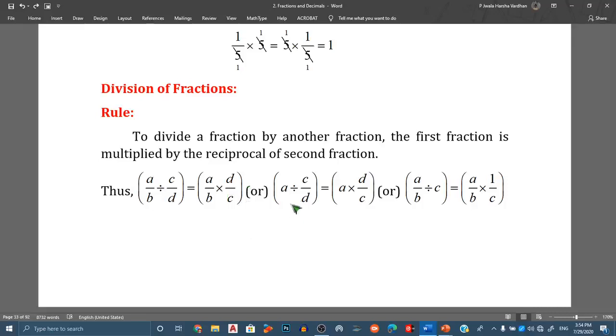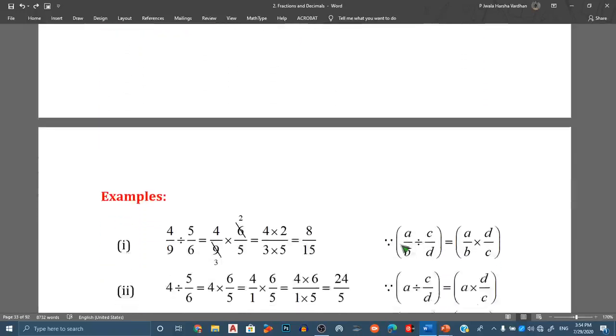Okay. For example, it is a divided by c by d. What do you have to do here? A into d by c, you have to write. For example, if it is in the form of a by b divided by c, what do you have to write here? A by b into 1 by c. What is the reciprocal of c here? 1 by c. So it is a by bc. Okay, like this you can use the rule.